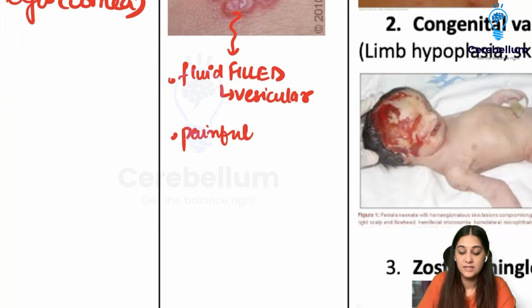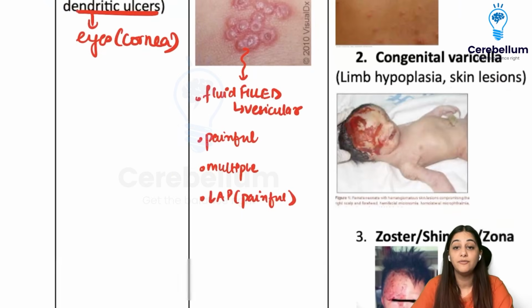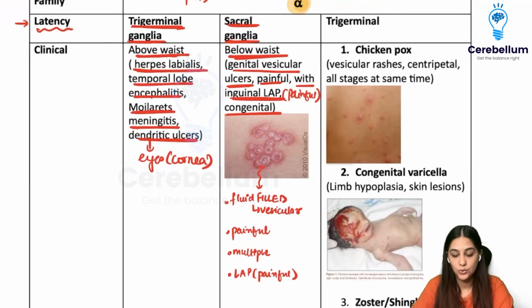One important thing is that they are multiple. So you will see multiple ulcers at the same time. They are painful. They even have lymphadenopathy that is also painful, and they are fluid filled. So this is one of the causes of painful genital ulcers, right? That is going to be your HSV2.